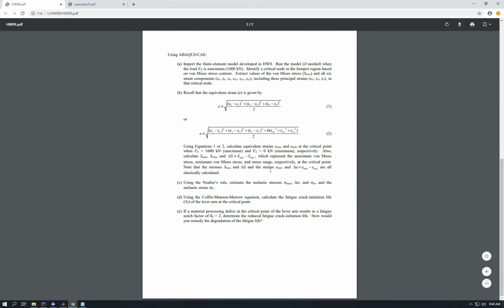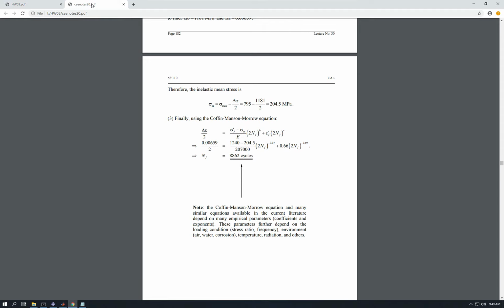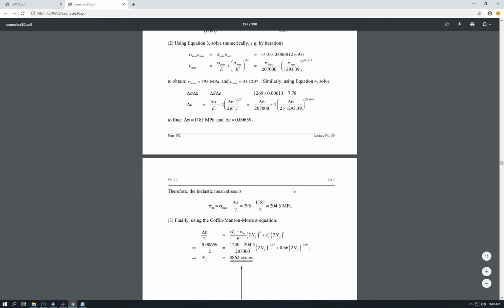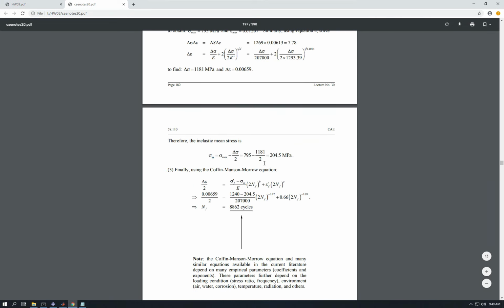And later, at the end, it says there is some kind of defect in your material. So because of that defect, and this notch factor is 2, you have to calculate again all these things that you did and find out how many cycles, based on the presence of this defect, you can put this arm through. So in that case, there is no similar thing in this example.